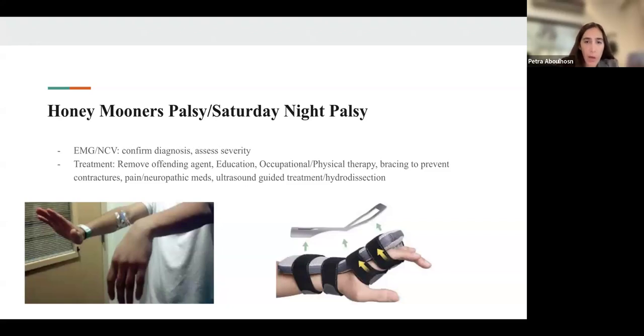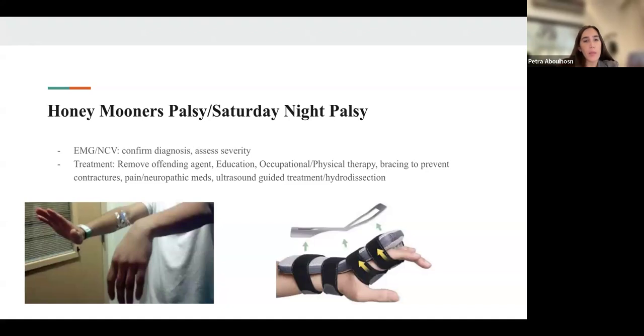and not to sleep in that position. Occupational physical therapy, we brace the wrist and the fingers to prevent contractures. Also, if you can see here, we usually put the brace in, this is called the functional hand, to get proper extension of the fingers. So they can still use their finger flexors to actually grab something and to have a good hand grip.